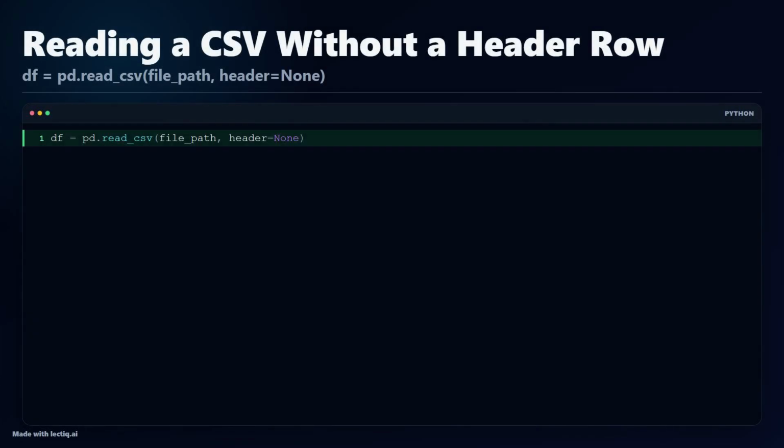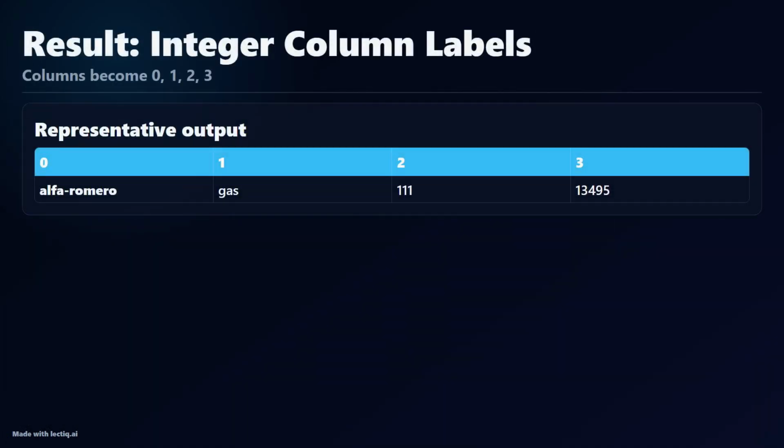read_csv normally assumes the first row holds column names. For a file that has no header row, you add header=None, and pandas will assign temporary integer labels instead of treating that first data row as headers. With header=None, the columns are no longer named make, fuel type, horsepower, and price. They're just 0, 1, 2, and 3, which is exactly why we usually assign meaningful names right after.